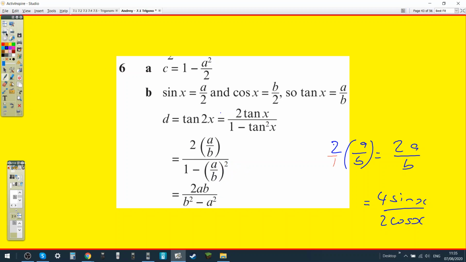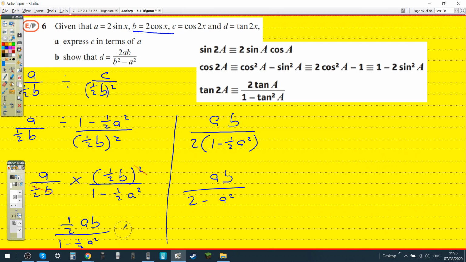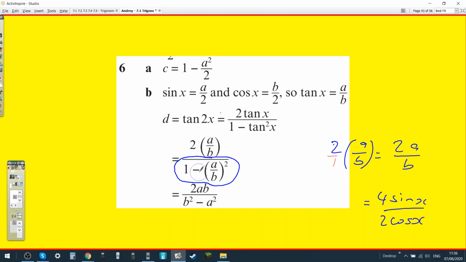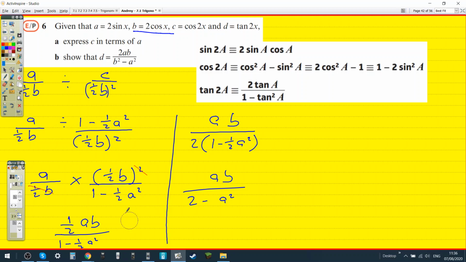You know what? I liked your idea. You get to this stage and then you just say it's equal to 2ab over b squared minus a squared. The reason being is because that's what they did with this thing. Like 1 minus a over b squared becomes b squared minus a squared. Sure it does. Okay. Yeah, that's exactly what you do there. For a 3 marker. Yep, I think you have the idea. Any questions about that? No.